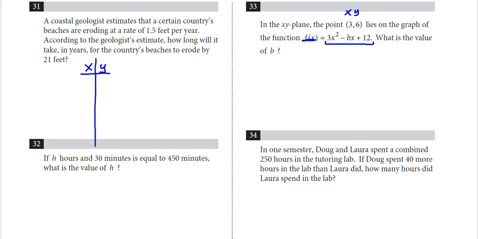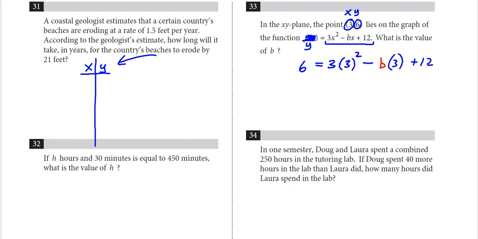I don't really look at this as f of x. I always just think of f of x as just y, so that way it matches up with my table a little bit better. But if 3, 6 is a solution, or it lives on that function, the ultimate question is, what is the value of b? So I'm going to just substitute 3 in for x and 6 in for y. So I'm going to go 6 equals 3 times, and x is going to be 3 squared, minus b is what I'm looking for, and then my x I'm going to put back as 3, and then plus 12.